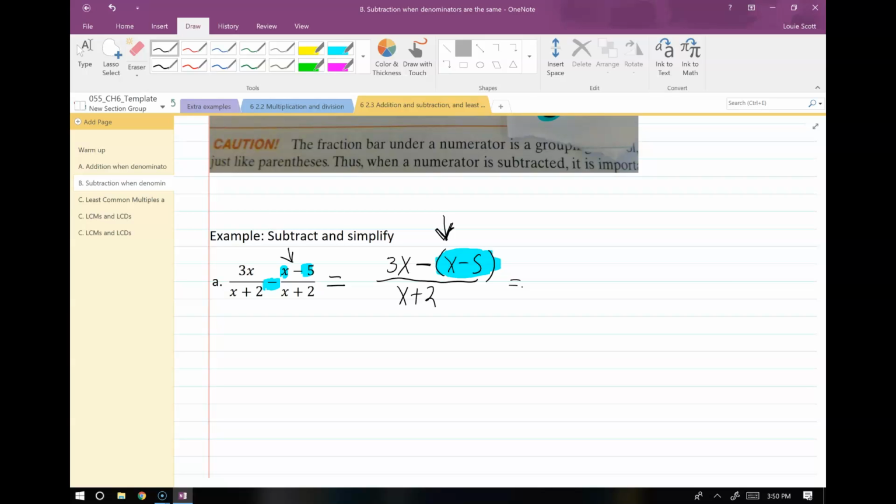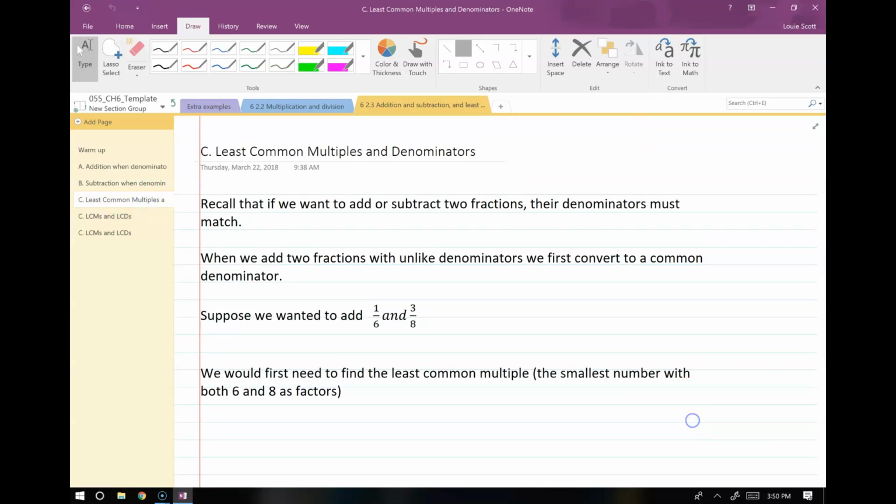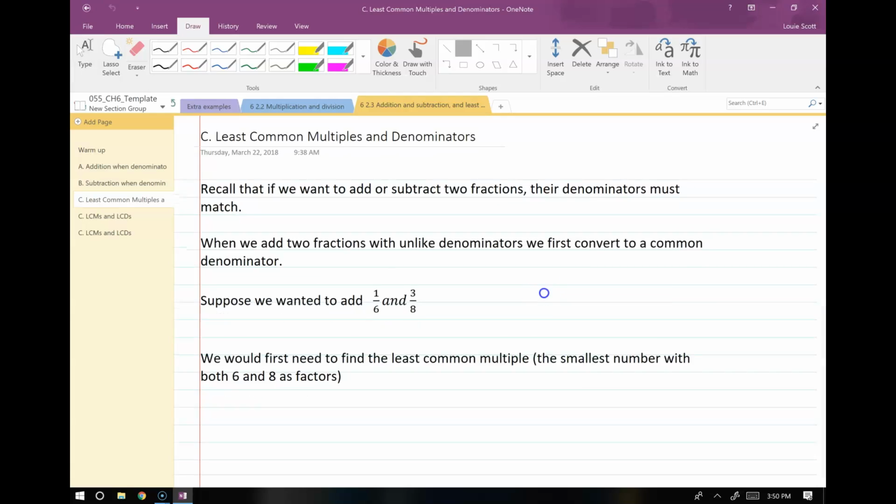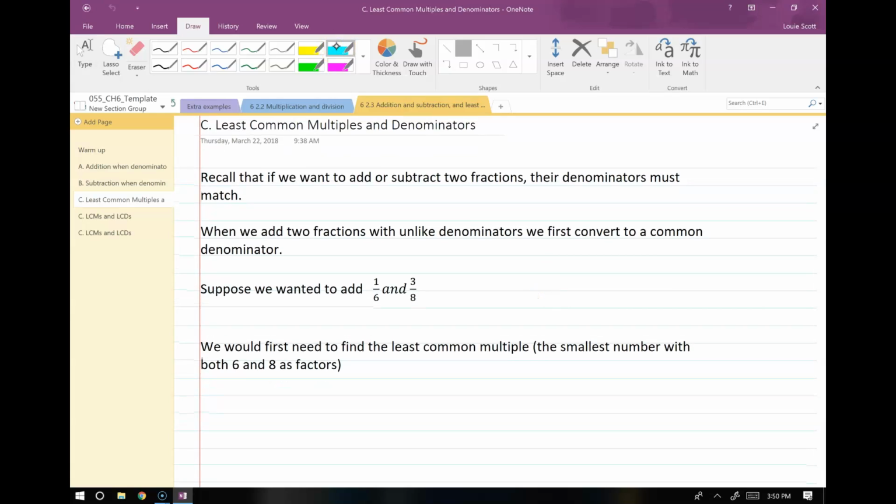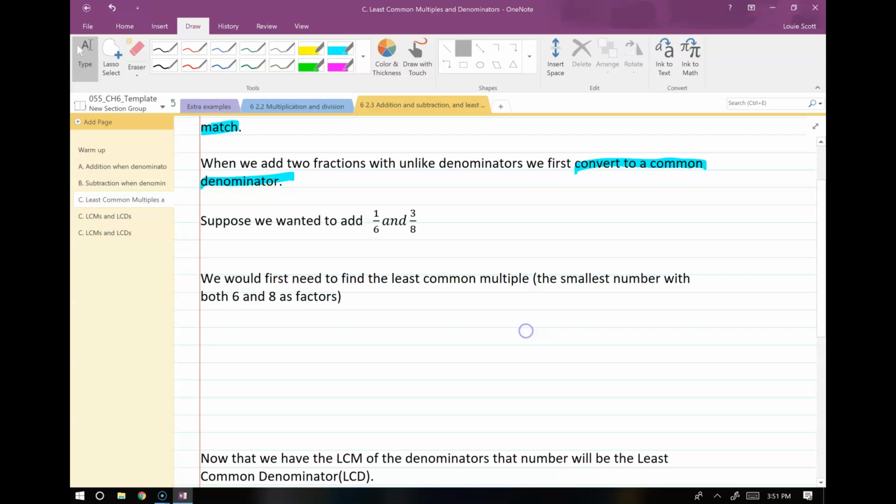So now that we've gone over that, let's talk about least common multiples and denominators. Recall how we add fractions currently. If I want to add or subtract two fractions, their denominators must match. If they don't match, we first convert those denominators to something common. The way we do this with regular fractions is the same way we're going to do it with polynomials. It's just with things that are a little more complicated and ugly looking.